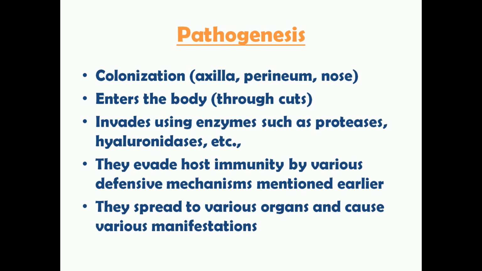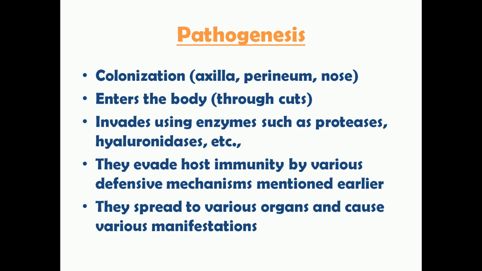Now, the last part of today's topic is pathogenesis, of how the Staphylococcus aureus causes the infections. The first step is colonization. Staphylococcus aureus normally colonizes mainly in skin folds such as the axilla region, perineal region, and they also stay in the anterior nares part of the nose. So they enter the body through cuts or abrasions. If there are any cuts or abrasions, Staphylococcus aureus starts to enter the body through them. They invade using enzymes such as proteases, hyaluronidases, which are mentioned earlier. So they secrete these enzymes to invade the body.